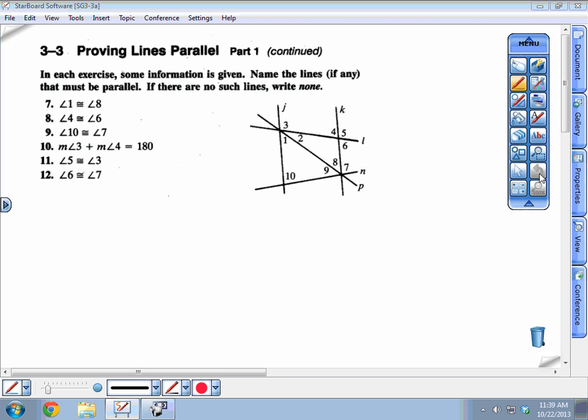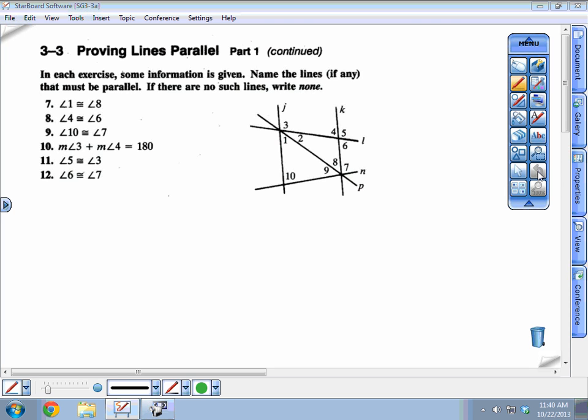Okay, number 11, angle 5 is congruent to angle 3. If I have 5 congruent to 3, and if I draw in the two lines that are forming the angles with the line that I think is a transversal, what would I draw? I would have to draw J and K again, and this is the line that forms the other side of those two angles. So you draw the lines that form the angles that they're talking about. Now I have two lines that are parallel because of what? Corresponding angles. So J and K are parallel.